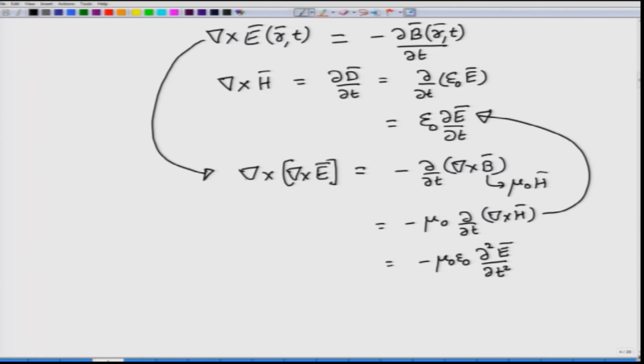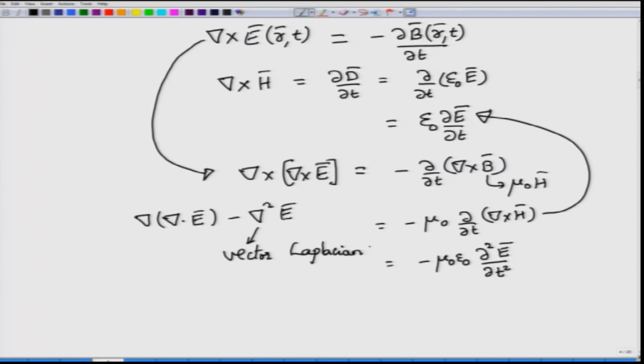We can simplify the left hand side by following a certain identity of vectors, okay. That is curl of curl of a vector field quantity, in fact, is given by gradient of del dot E. Del dot E, if you remember, is the divergence of the electric field, and then minus del square E. This del square is called the vector Laplacian operator.